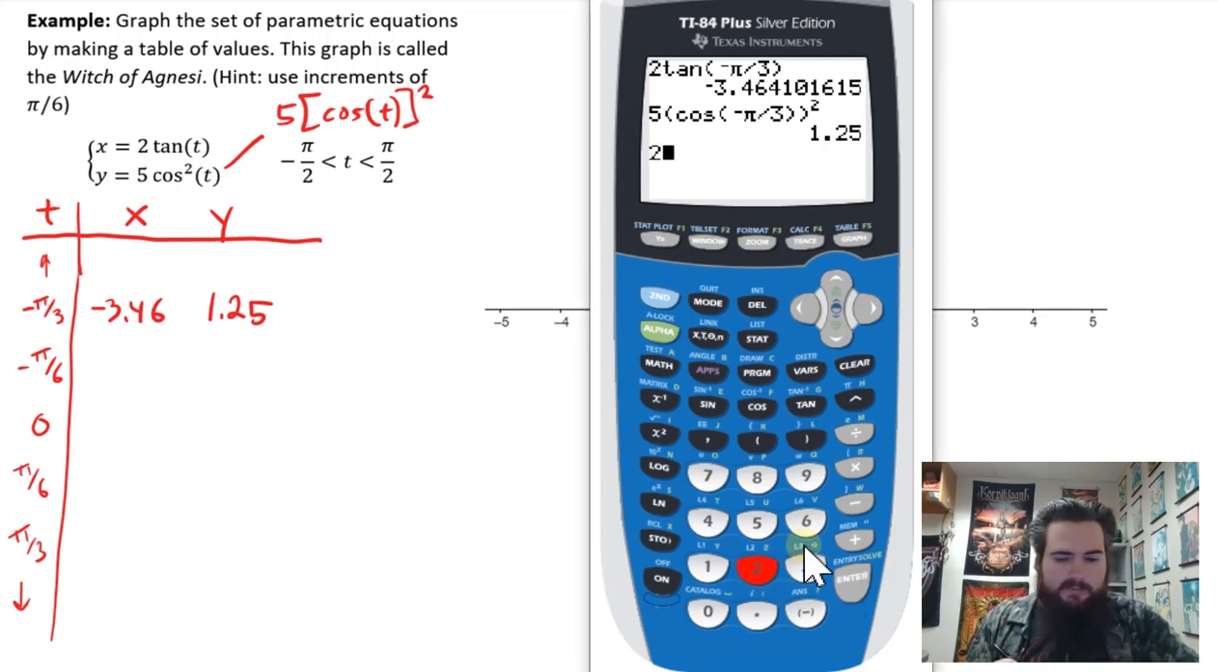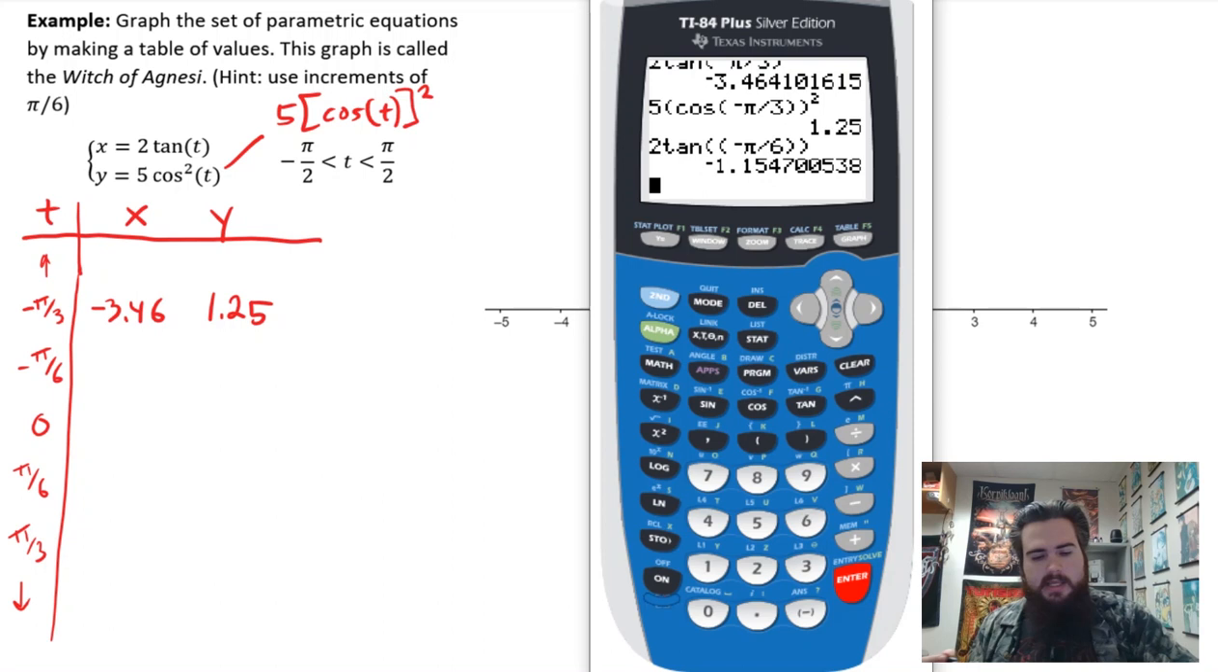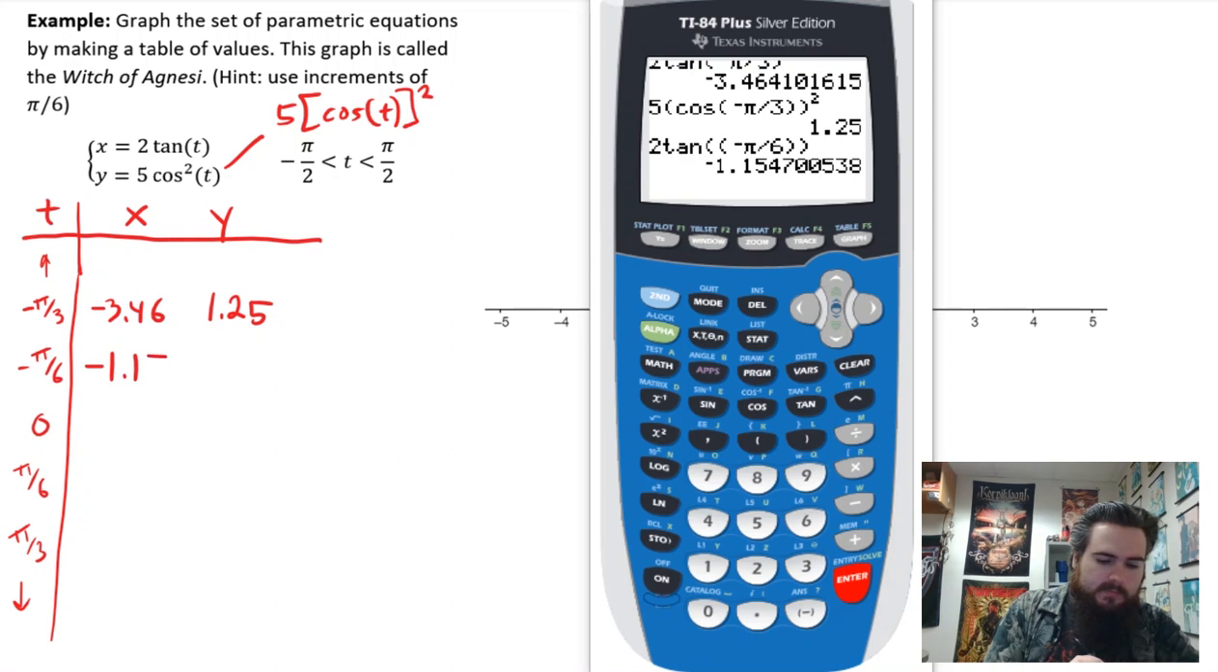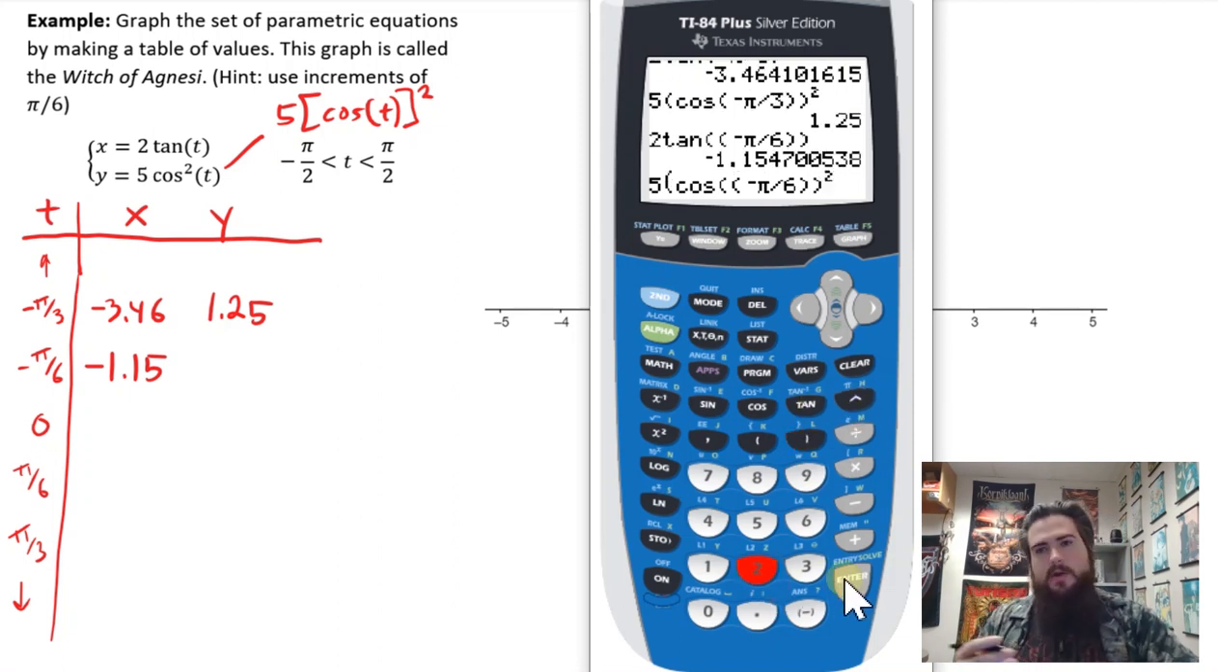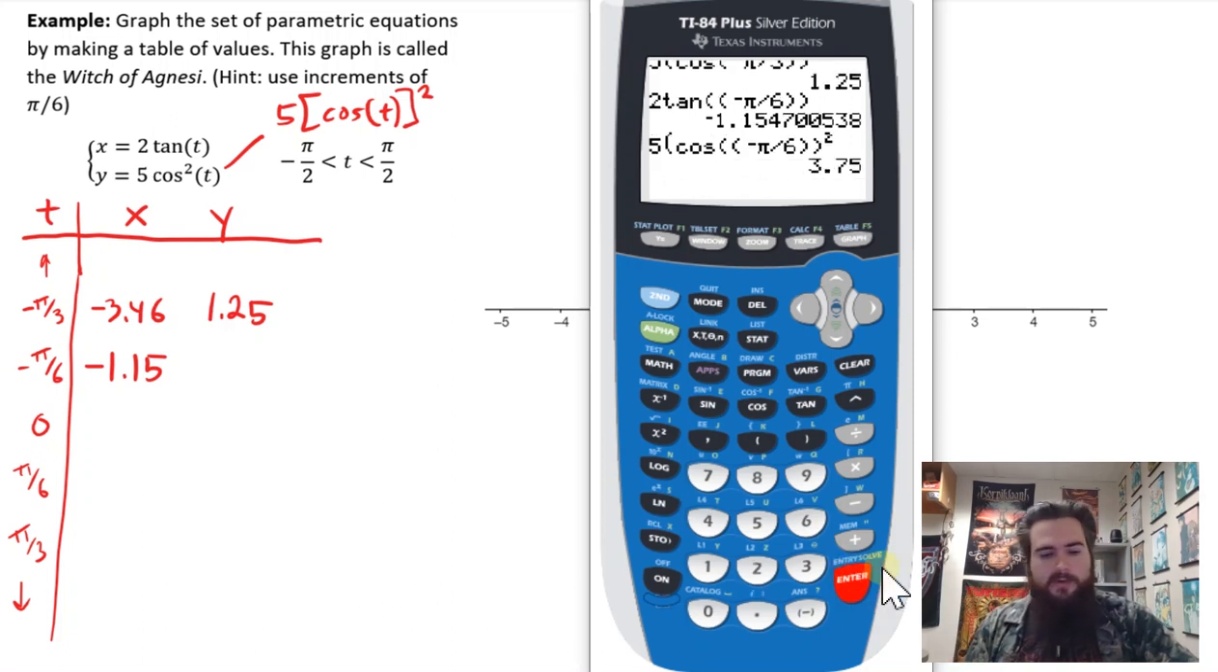If I do the same thing with negative pi over 6, we'll have 2 tangent of negative pi over 6. That should be the square root of 3 over 3 times 2. That gives us negative 1.15. That's our x value, and then our y value, that'd be 5 cosine of negative pi over 6, taken to the second power, which isn't too bad. That would be square root of 3 over 2 squared, or 3/4 times 5. So that's 15/4. So that's 3.75.